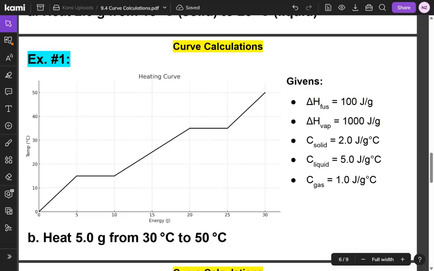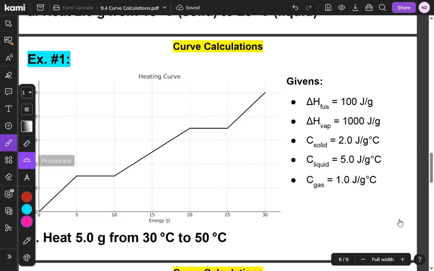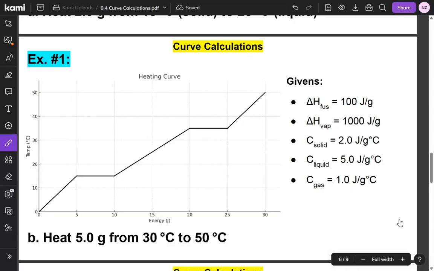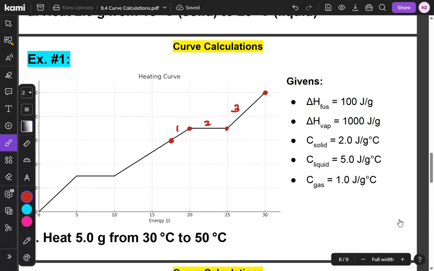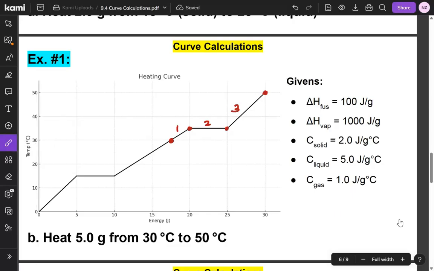Okay, let's look at B. B says heat 5 grams from 30 degrees to 50 degrees. So 30 degrees is right here, and we want to go to 50 degrees, which is up here. So we are going to be on 3 different segments. So segment 1, 2, 3. So for segment 1, we are heating it to the point where it's going to start to phase change. So our equation is going to be mCΔT anytime we're changing temperatures. So I'm going to go ahead and plug in my values.